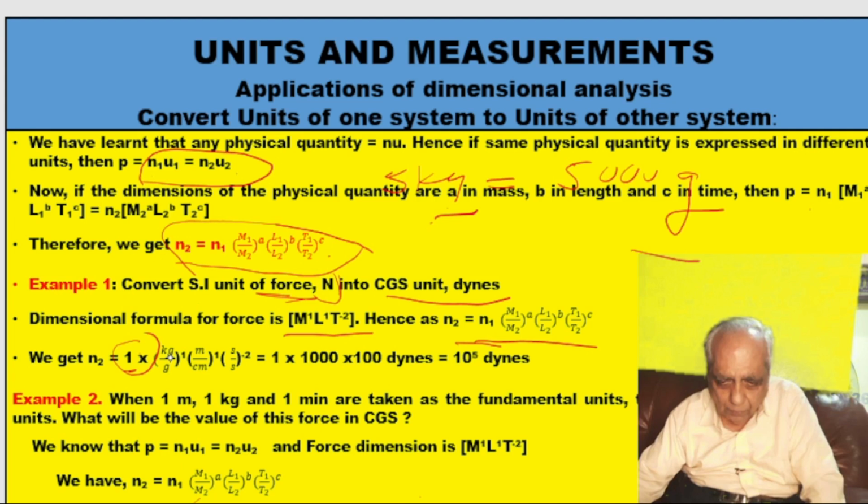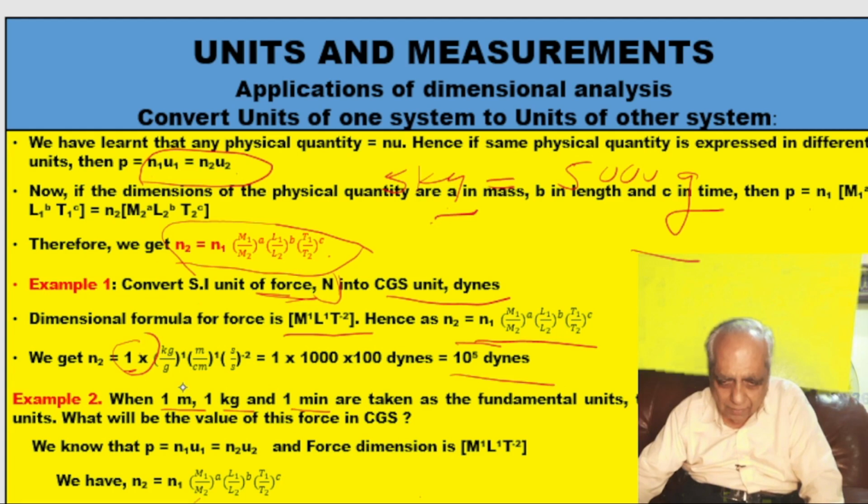Is it all right? You can revise this for 2 minutes. Then we will do the next sum. The next sum says 1 meter, 1 kg and 1 minute are taken as fundamental units. Now I am changing my fundamental unit, but length and mass remain the same, time I am changing.